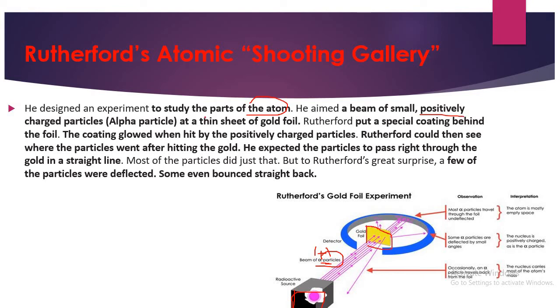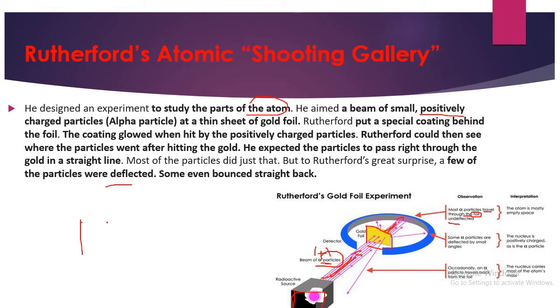Rutherford put a special coating behind the foil. The coating glowed when hit by positively charged particles. Rutherford could then see where the particles went after hitting the gold. He expected the particles to pass right through the gold in a straight line. Most of the particles did just that, but to Rutherford's great surprise, a few particles were deflected, some even bounced straight back. Most alpha particles travel through the foil undeflected, in a straight line. This means that the atom is mostly empty space.